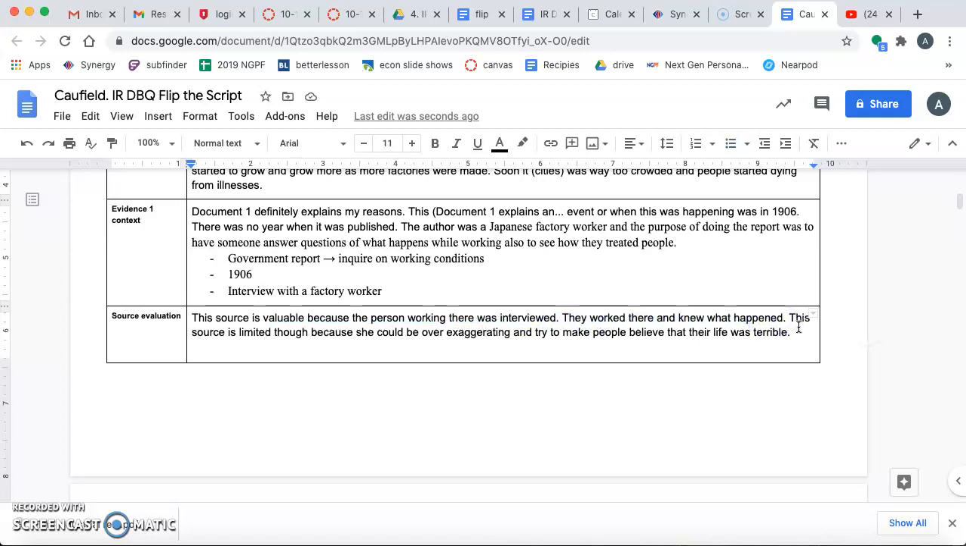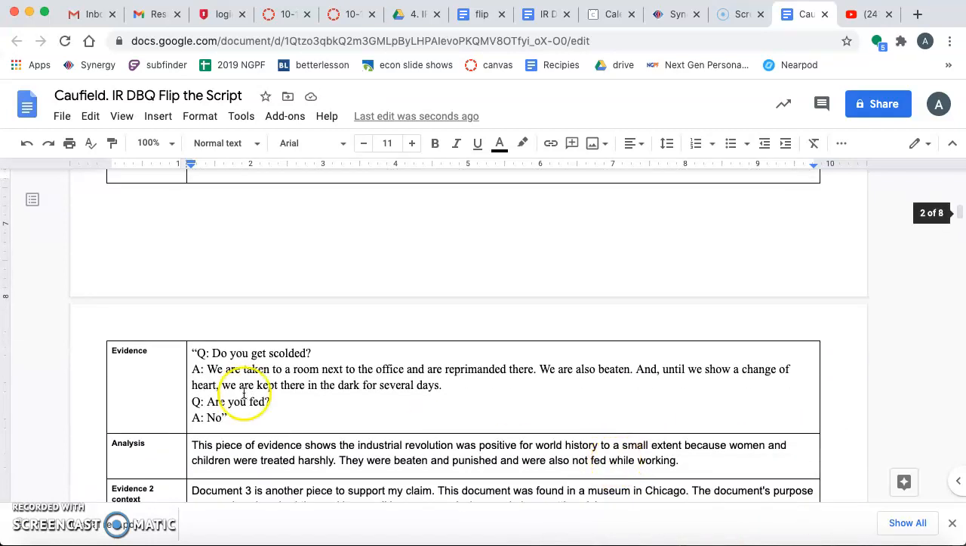I would just rephrase this into something saying more like, this source is valuable and reliable because the person who was interviewed worked in the factory and therefore had personal experience of what was going on. And then it says the source is limited because she could be exaggerating to try and make people believe their life was terrible. She might do this because... So explain why. You can't just say this person might be over-exaggerating without giving a reason why.